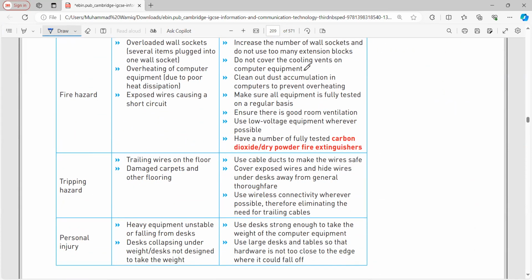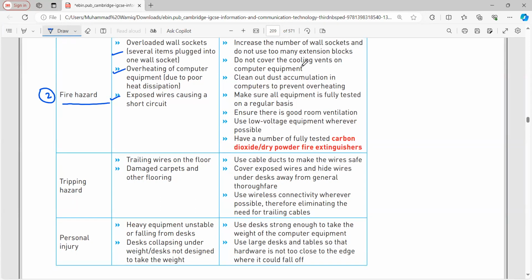The second example is a fire hazard. Fire might erupt from overloading wall sockets, for example, if you have a single socket and you have overloaded it with lots of plugs in one place. Other causes are overheating of the computer due to poor heat ventilation, or exposed wires that cause a short circuit. You can prevent fire hazards by increasing the number of sockets.